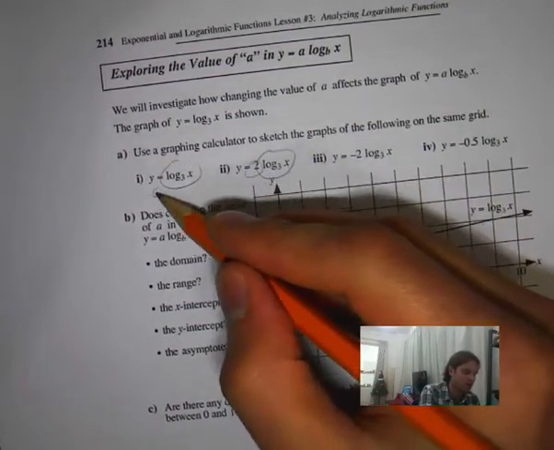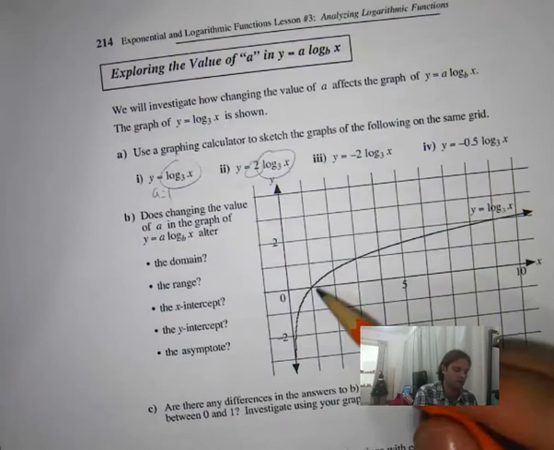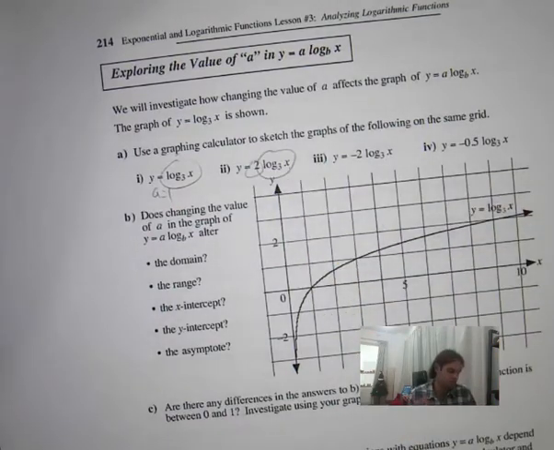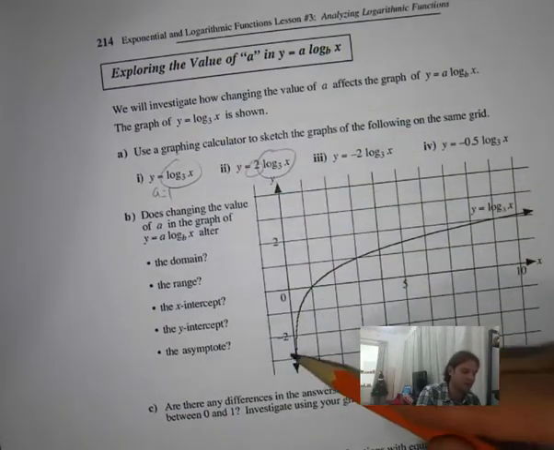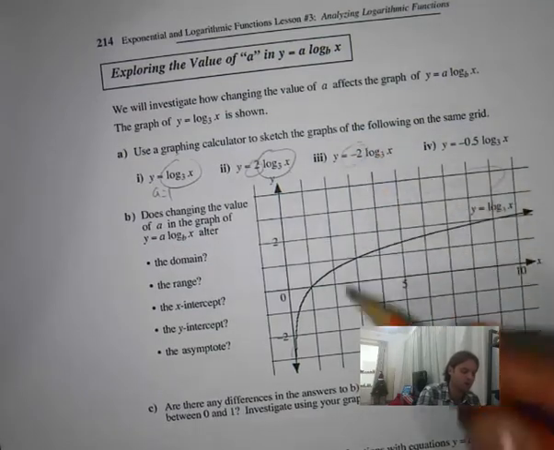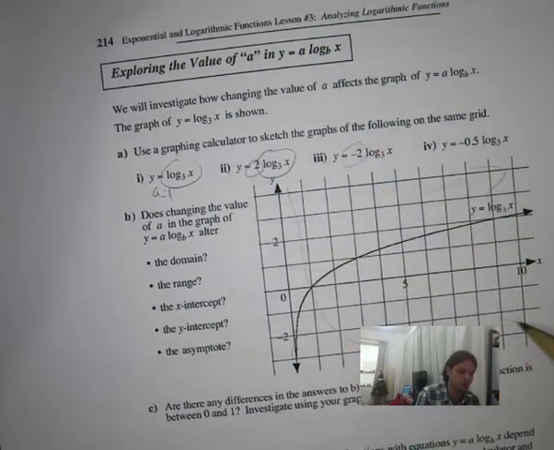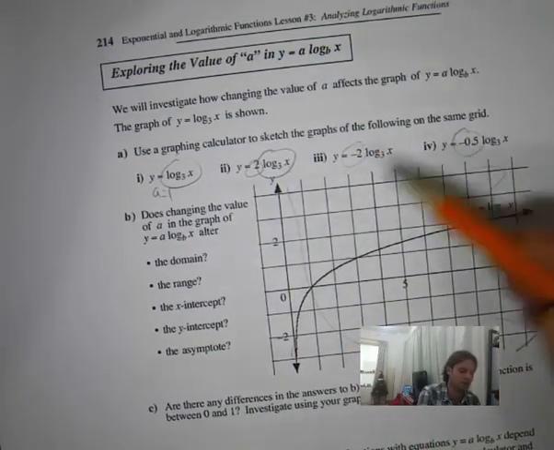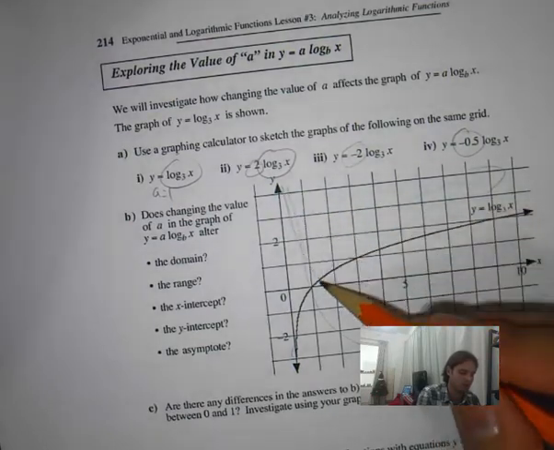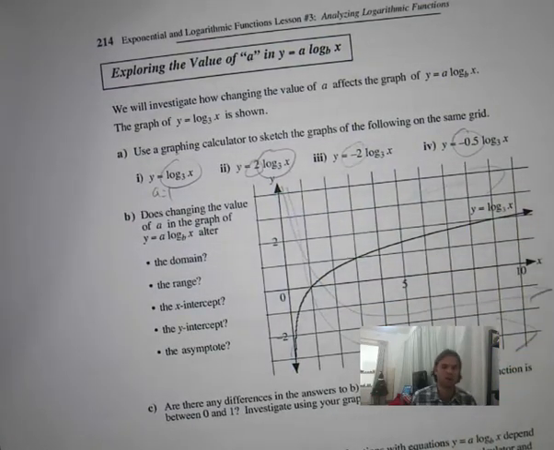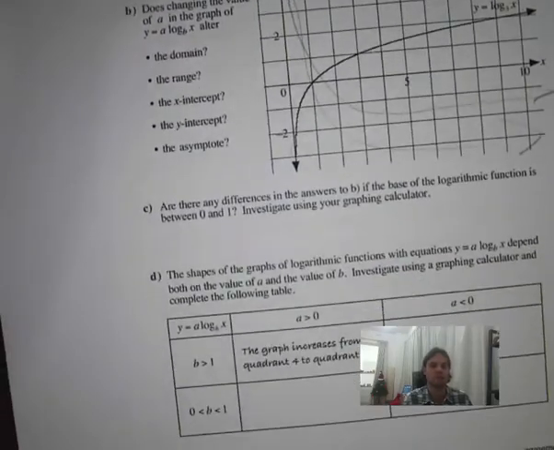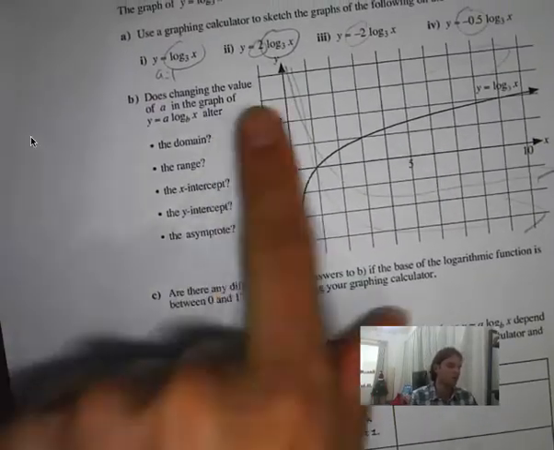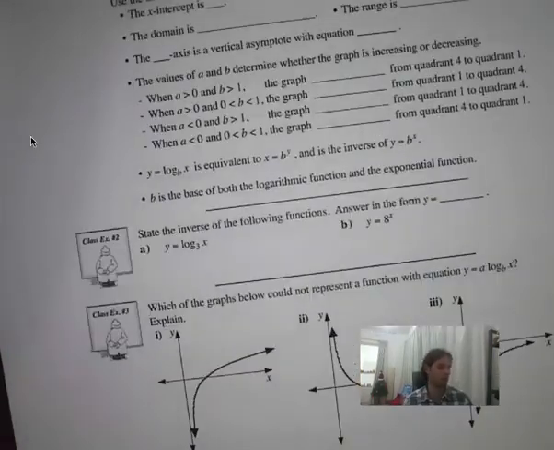Here a is equal to 1, so my y value is going to be the same. So this is really expanding it out that way. This one, negative 2, is going to flip it, because what was positive before is now going to be negative. Negative 0.5 is going to flip it and compress it, so it's going to look like that. Okay? So to graph all of these and figure out more, I'll let you do that by yourselves.